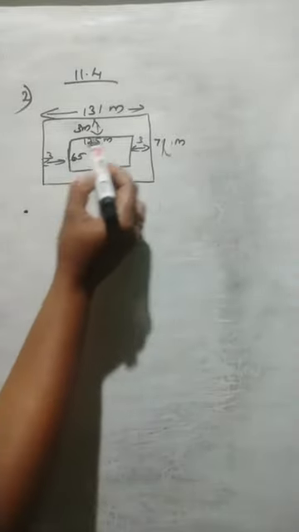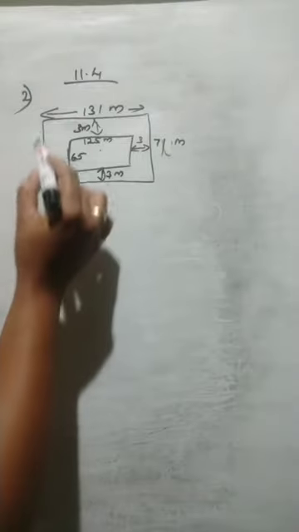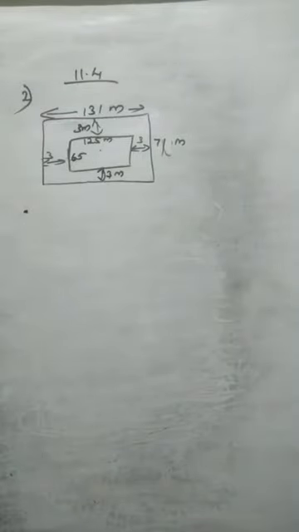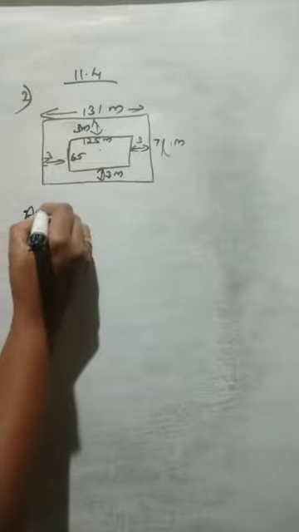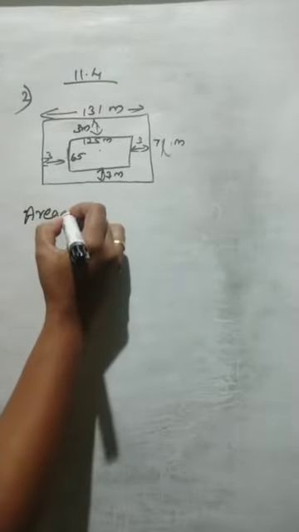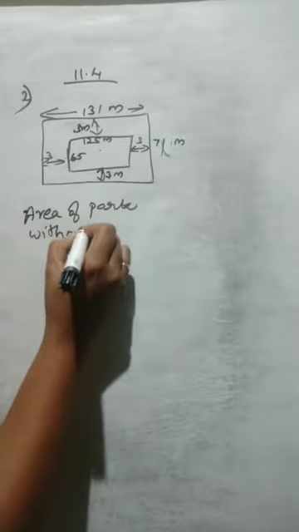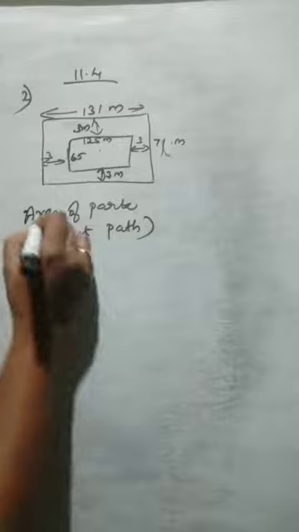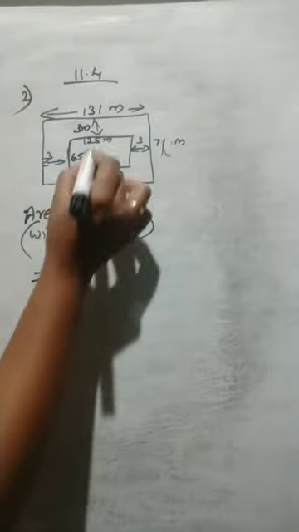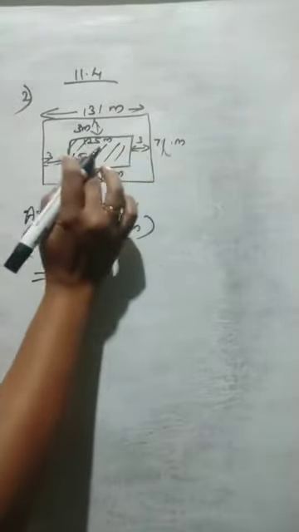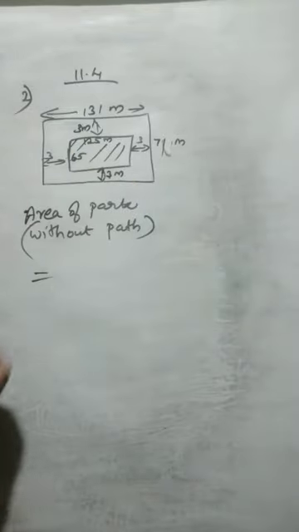Okay, without path and with path. We have to find the area with path and the area without path, then find the difference between those two areas. So, area of park without path, not including path. That will be this one. There is no path; outside of this park is path.